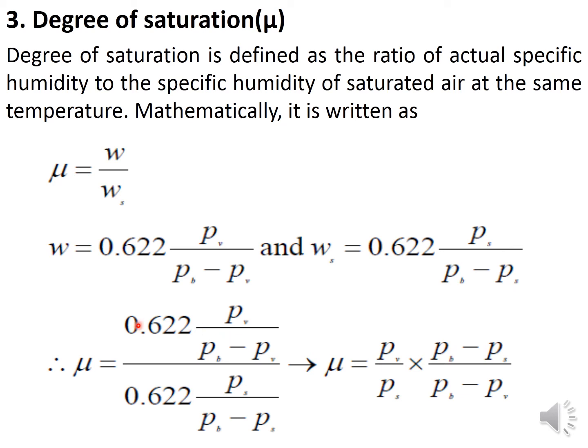So now both expressions are ready. Substitute in this equation. If we substitute, 0.622 will get cancelled. So we will be remaining with Pv by Ps into this expression, Pb minus Ps by Pb minus Pv. So next we will see.